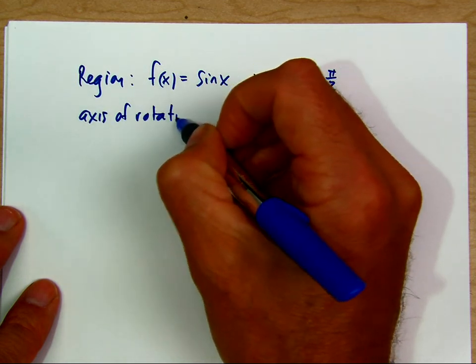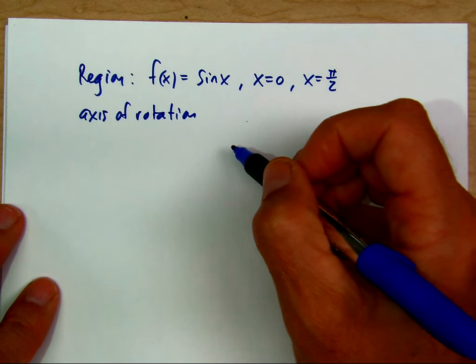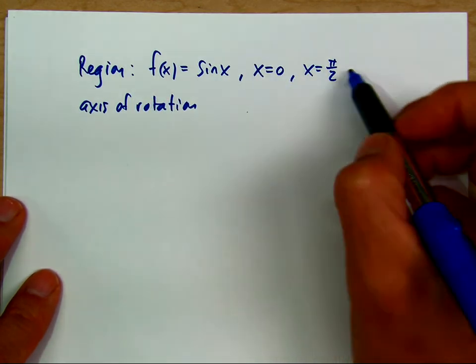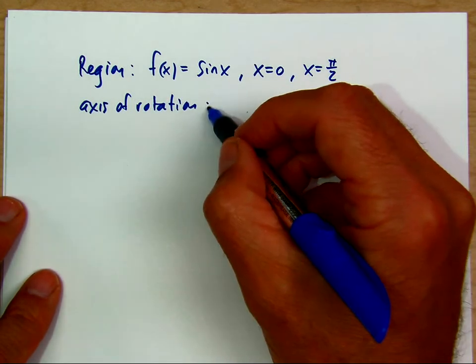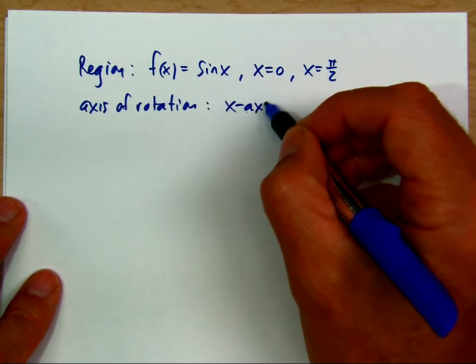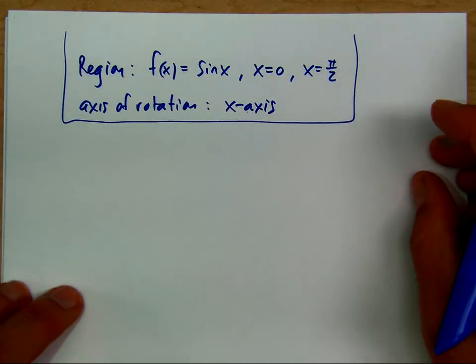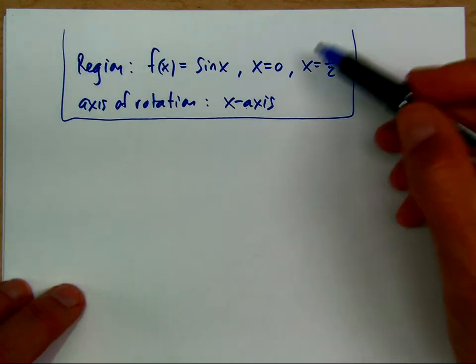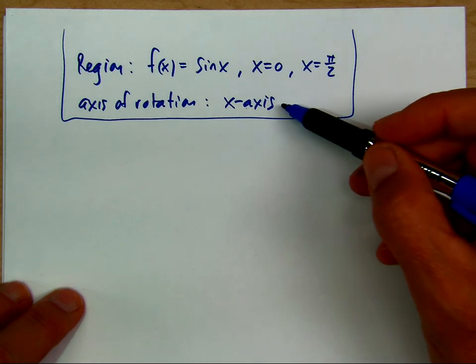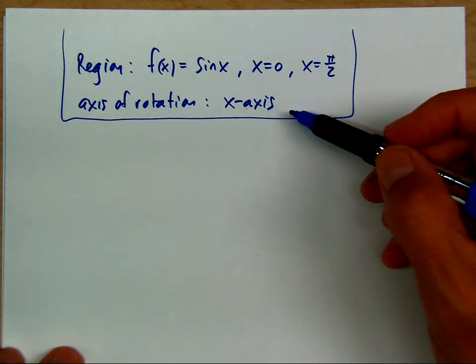So instead of writing everything that I wrote before, let's just say here's the region and here's the axis of rotation. And we're going to find the volume of the solid generated by rotating the region around the axis of rotation. Pause the video and try this one.